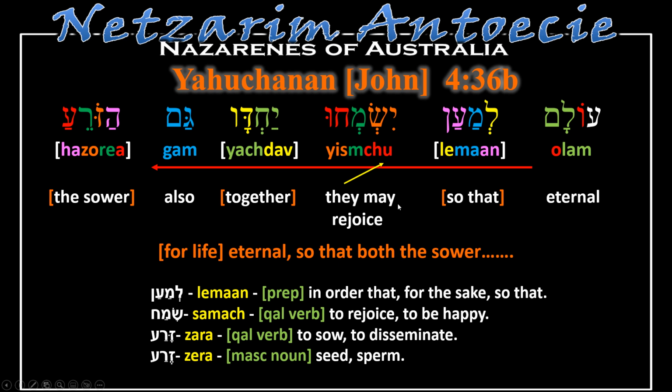Yismechu, they may rejoice. Again, the pronoun, as often it's on the end, they. And the yod can be shall or may, they shall, and then we've got the root, samach, which is literally the root, the call verb to rejoice, to be happy. So it means, and they may rejoice. And we have yachdav, together. Gam also, that's the usual meaning of gam.